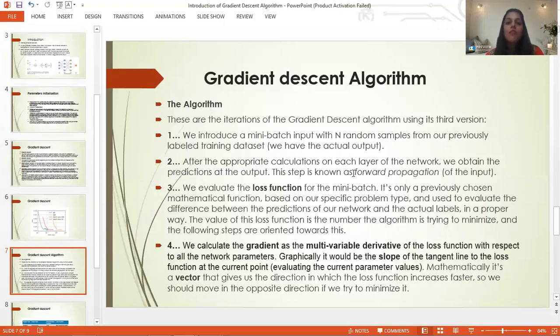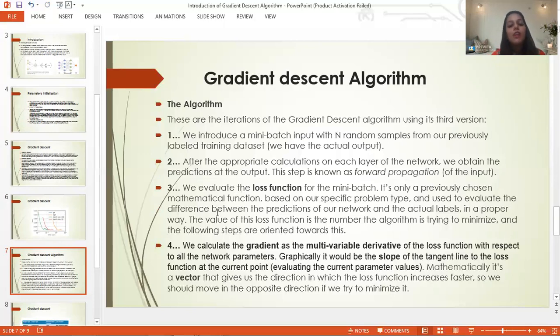Okay, so we have the actual output, and after the appropriate calculation on each layer of the network, we obtain the predictions at the output. This step is forward propagation. We always first traverse the data from left to right. So this is forward propagation of data, or the feed forward network.